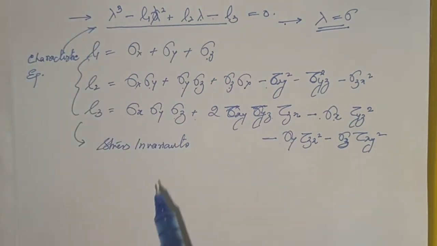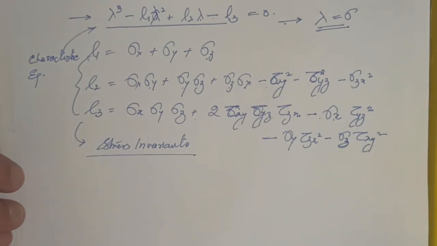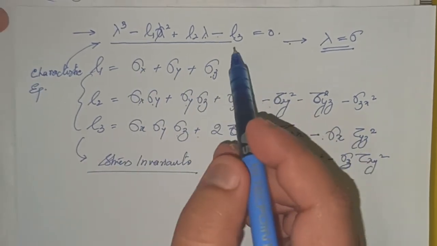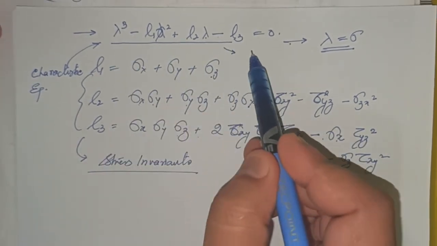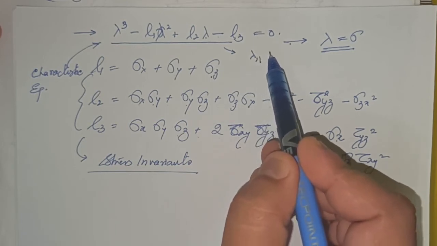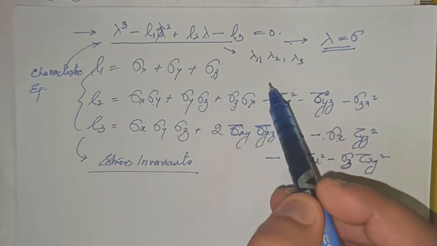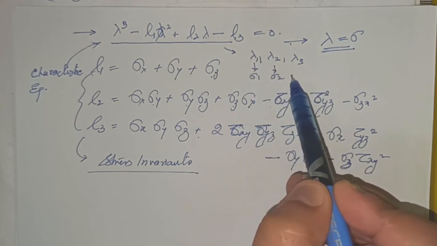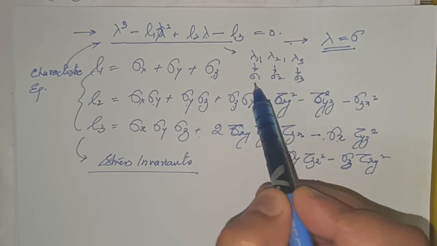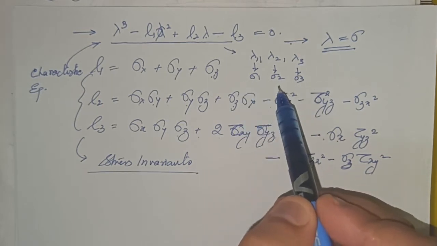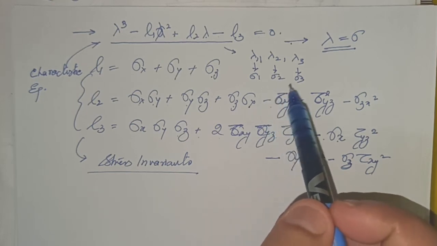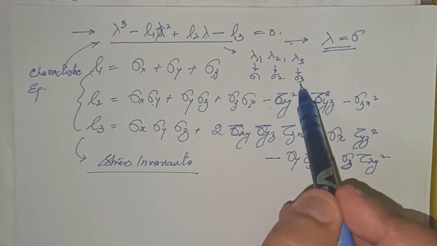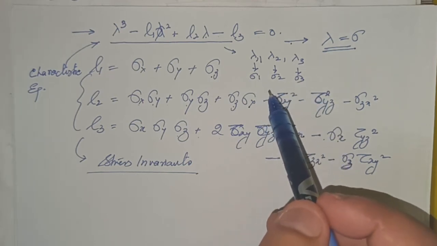So now we have obtained the stress invariants. Now remember that the solution of this equation will be, this is a cubic equation. This will give you lambda 1, lambda 2 and lambda 3. These are the principal values, corresponding to sigma 1, sigma 2 and sigma 3. So you will be getting the principal stresses. In this way you will be able to find the principal stresses, and I'll tell you the corresponding vectors you can also find out from this.